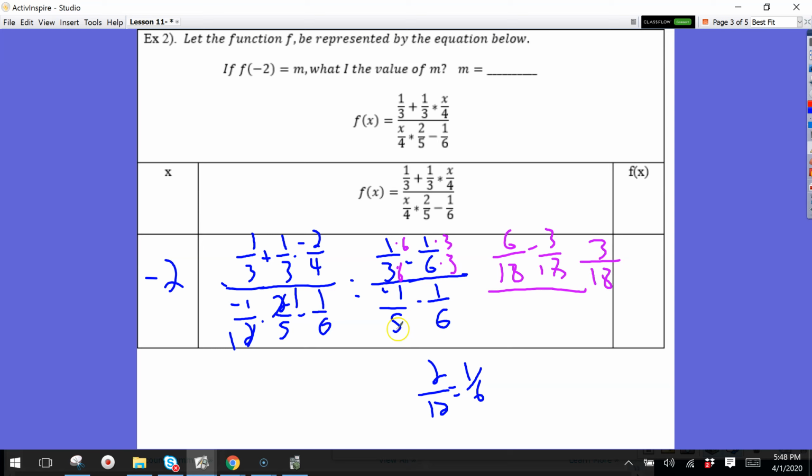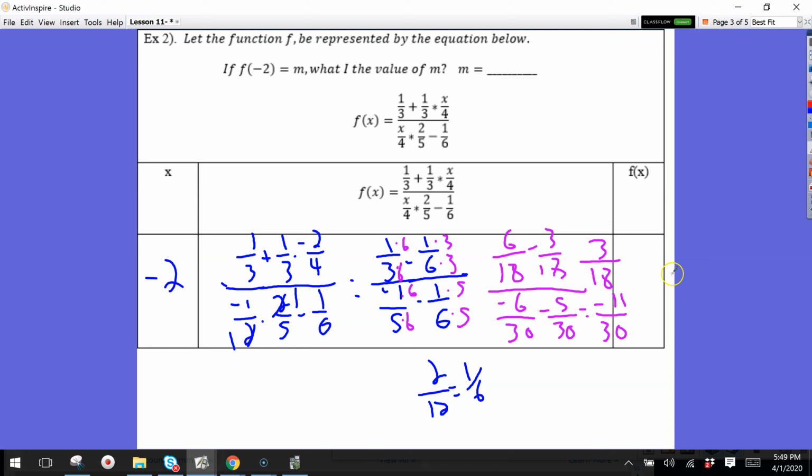On my denominator here, the least common denominator is 30, so I'm going to multiply this by 6 over 6, and this by 5 over 5. And so on my numerator, I have negative 6 over 30. And on the second fraction, I'm going to have negative 5 over 30. And so I'm going to have here negative 11 over 30.